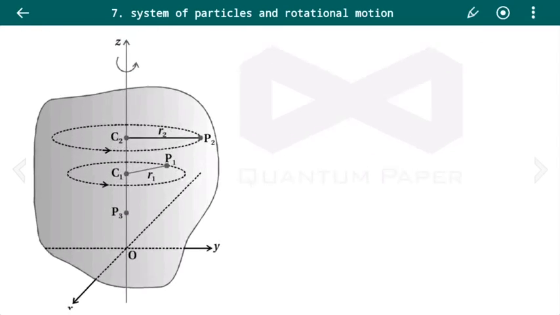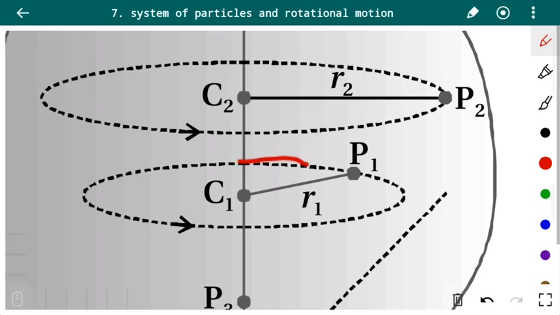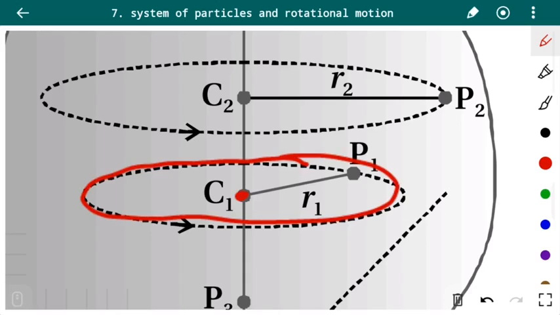So as you can see over here, particle P1 also rotates along with the body and it makes this circle, and the center of the circle is on the rotational axis. So P1 is at a distance r1 from the center, so we can consider this distance r1 as the radius of the circle.